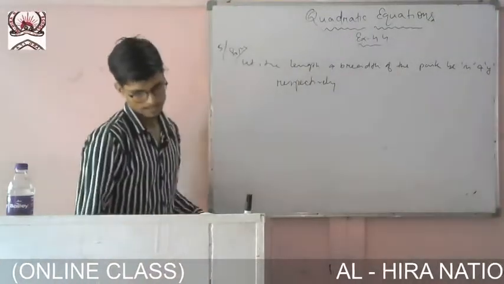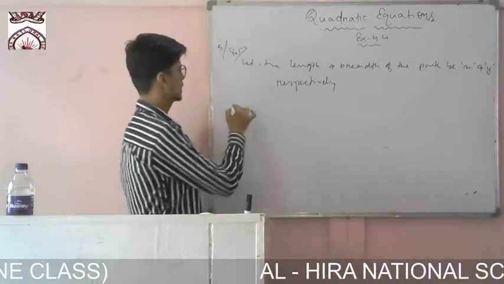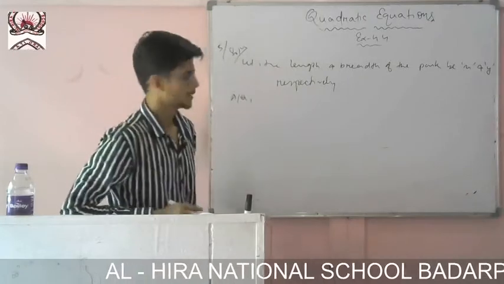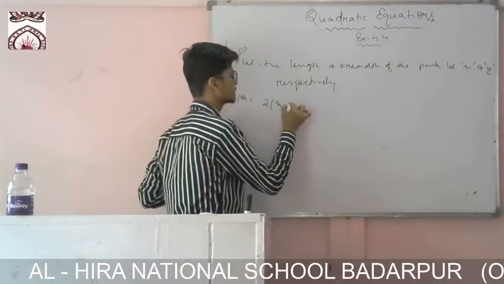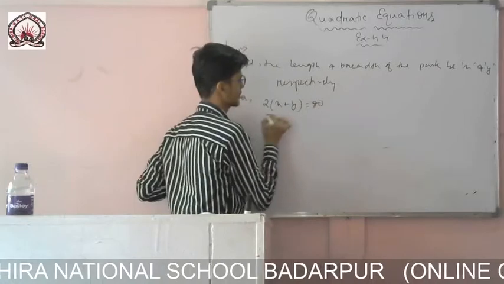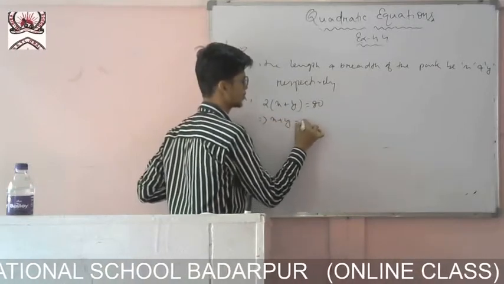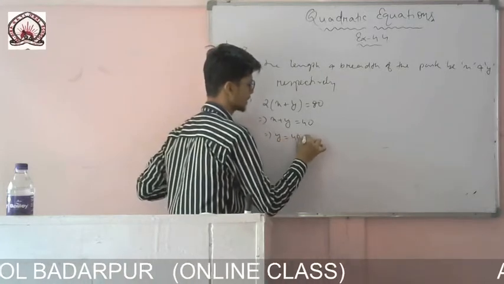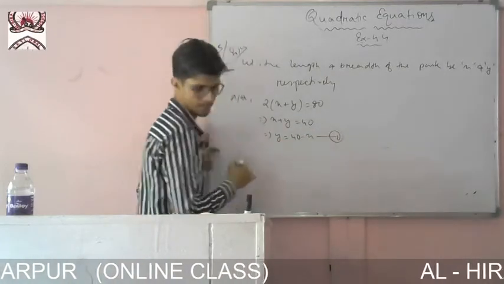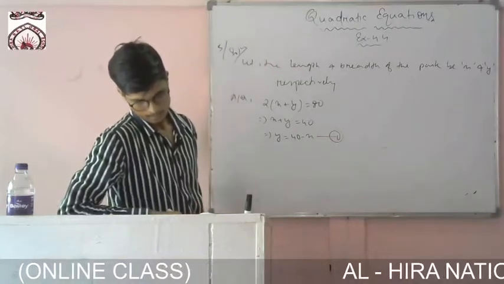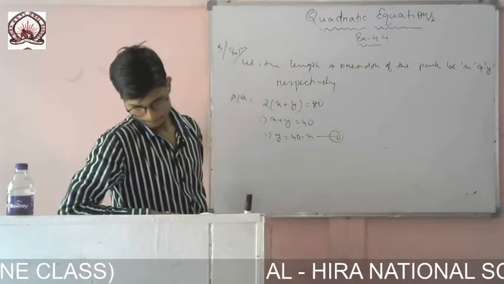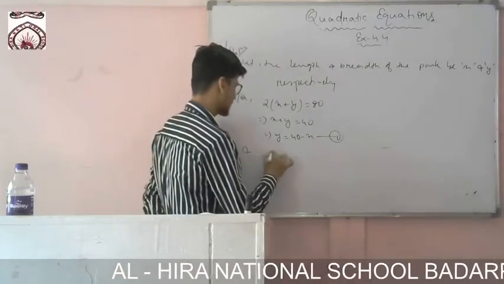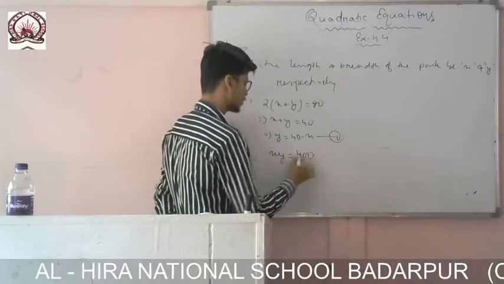Now what is given here? According to question, the perimeter is 80. Perimeter means 2 into length plus breadth, it is 80. So that means x plus y is equals to 40. So y I can write as 40 minus x. Next one, what is given? That the area is given 400. So area means x into y, it is given 400.